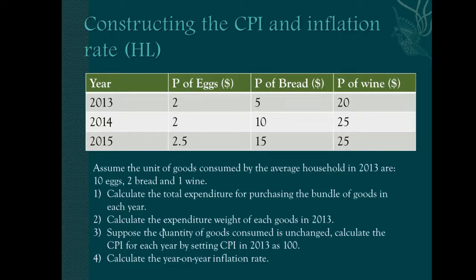So that's number two. And number three, suppose the quantity of goods consumed is unchanged, because we assume the weight should not be changed. This is what they're trying to say: calculate the CPI for each year by setting CPI in 2013 as 100. So 2013 is our base year. Can you quickly show me the CPI for each year?